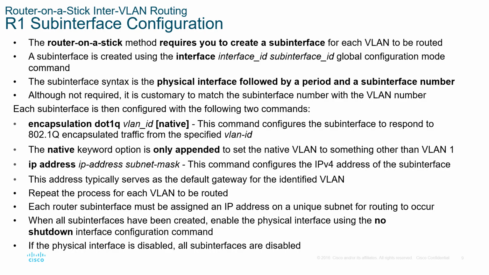So the router on a stick method requires you to create a sub-interface for each virtual LAN. A sub-interface is created using the interface ID and then the sub-interface ID number in global configuration mode. So it's going to look something like this. If G0/0/1 is my physical interface, my sub-interfaces are going to look like this. Okay, for whatever interfaces that you are going to create.